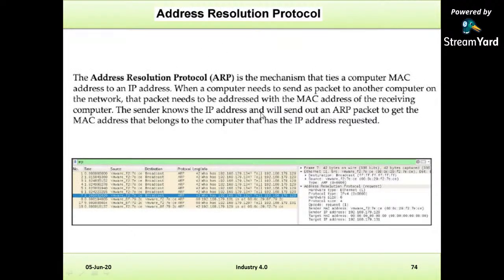Next, the Address Resolution Protocol. The Address Resolution Protocol deals with the MAC address. The attacker is ready to change some sort of MAC address, and if the MAC address is changed, that means the entire system is hijacked by the attacker. Then they are ready to change some of the values. That is the role of the ARP protocol.